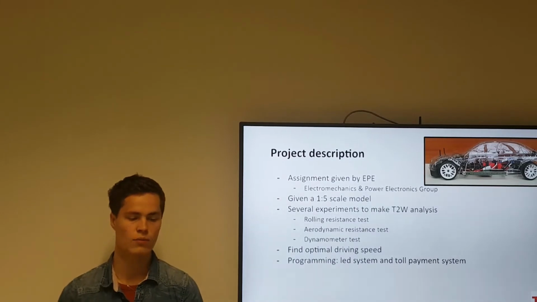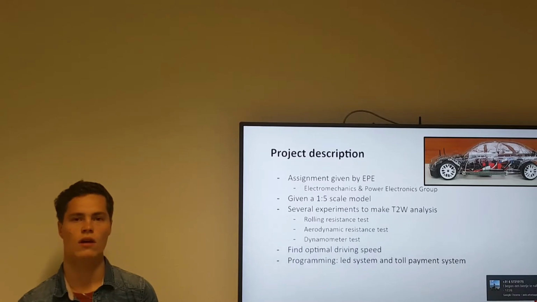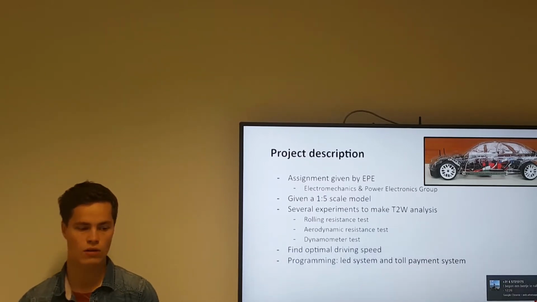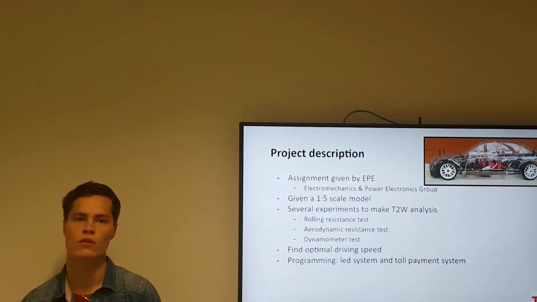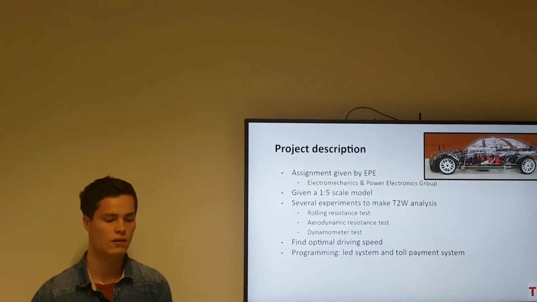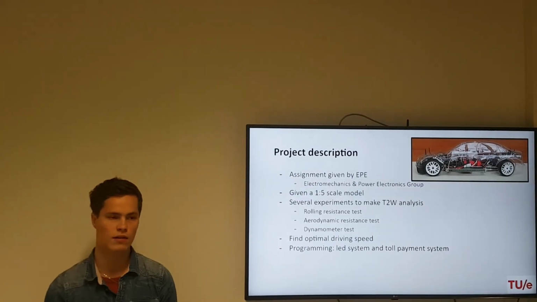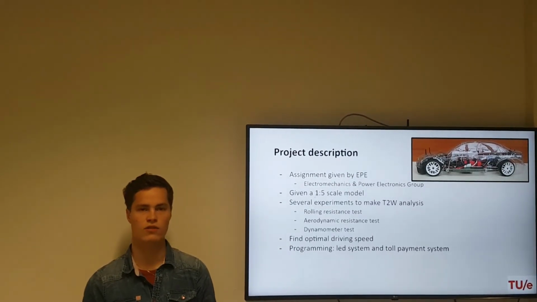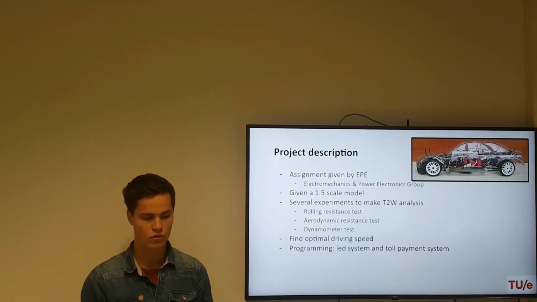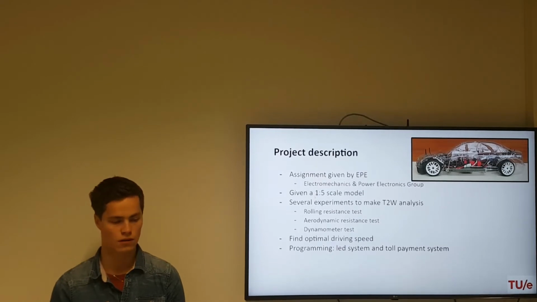We've done several experiments to make the tank-to-wheel analysis: the rolling resistance test, which will be done in the form of a coast-down test, the aerodynamic resistance test, which will be done in a wind tunnel, and the dynamometer test, which will be done on a dyno. With all these tests, we will try to find each resistance and make a tank-to-wheel analysis. With this analysis, we can find the optimal driving speed of the car.